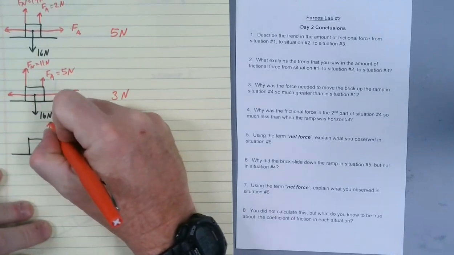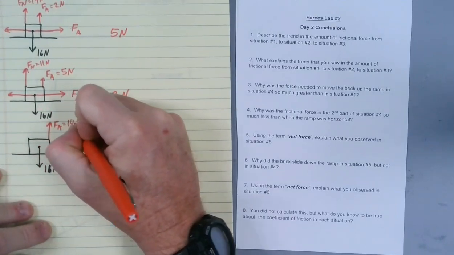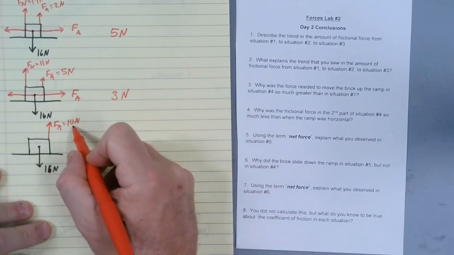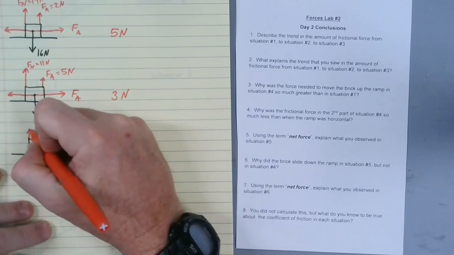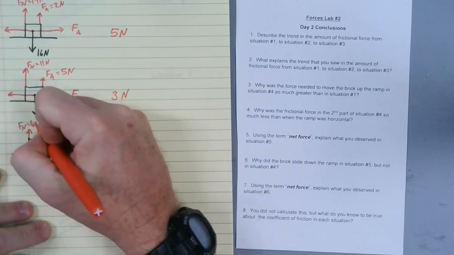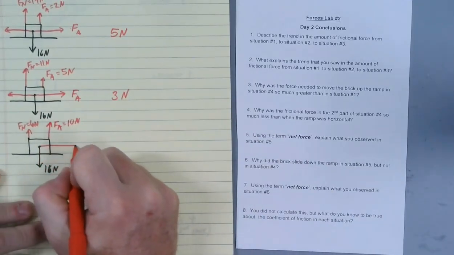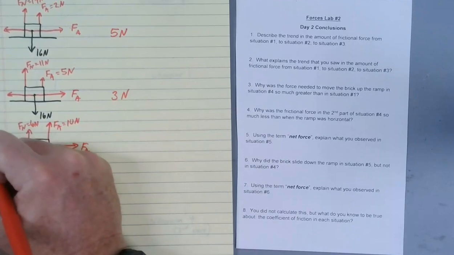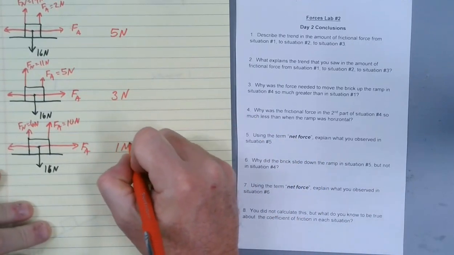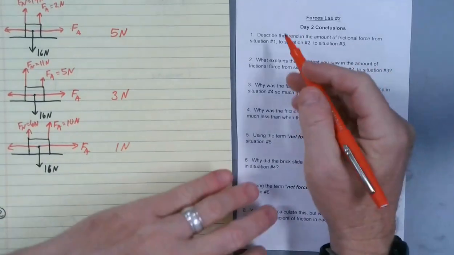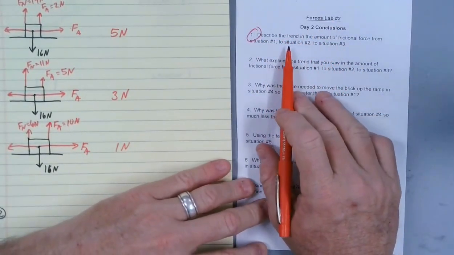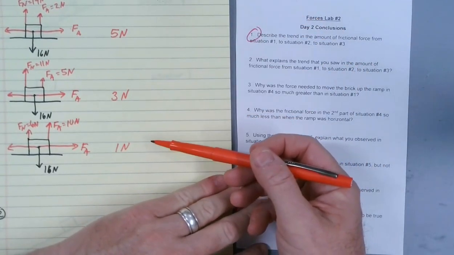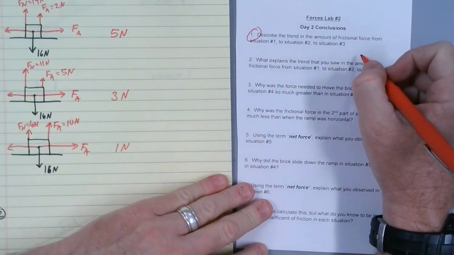Finally, I had you pull up with an applied force of 10 newtons. Well, the up and down forces still have to be balanced. If you're applying 10 up and it's 16 down, now the normal force is only 6 newtons. Your partner applied a force this way, which overcame the friction going the other direction, and now this might have been down to something like 1 newton. So for answering question 1, describe the trend in the amount of frictional force from situation 1 to 2 to 3. The frictional force got less.